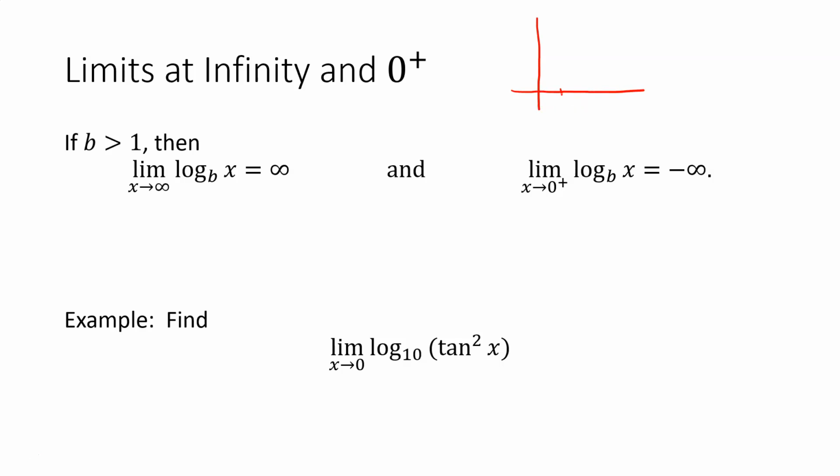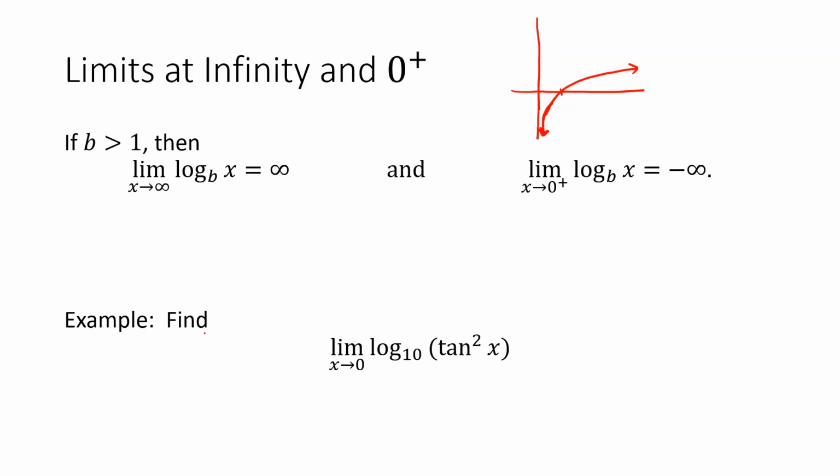we've thought of this as the inverse of the exponential function. So we know that the exponential function tends towards 0 as it goes to the left. So the same thing happens here, that as x approaches 0 from the right, the graph of the logarithm will go to negative infinity.